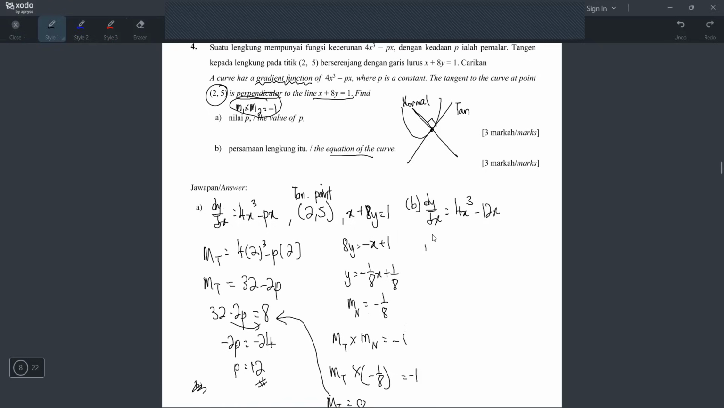But how to convert dy dx back to y? We will integrate. And how I teach you in class, this d stands for differentiate. When you move it, it will become this symbol. This symbol is the symbol for integration. And then it will be 4x power 3 minus 12x. And then what happens to the dx? The dx also you can move here. But when you move, originally it's at the bottom, but when you move, it goes on top like that, right?